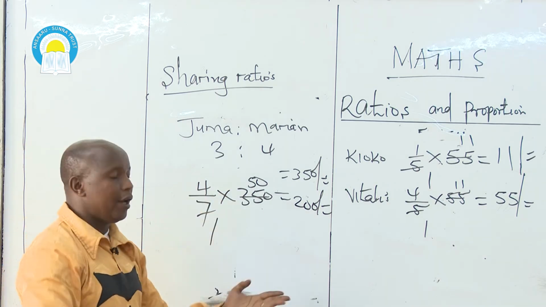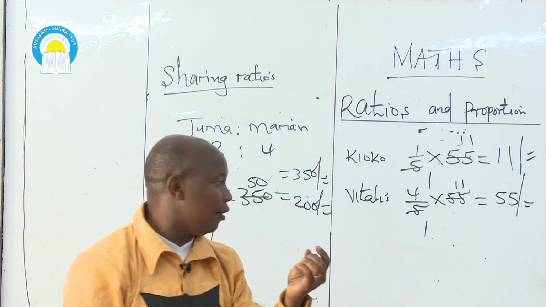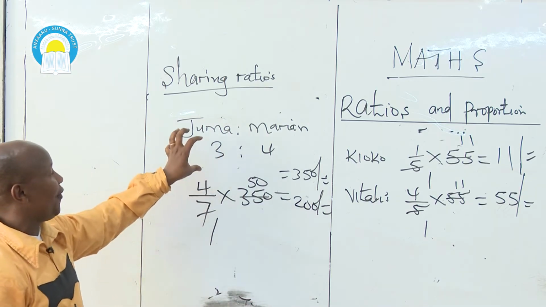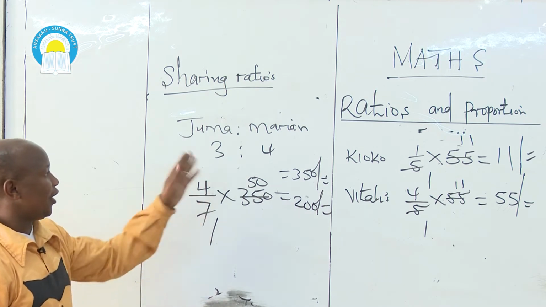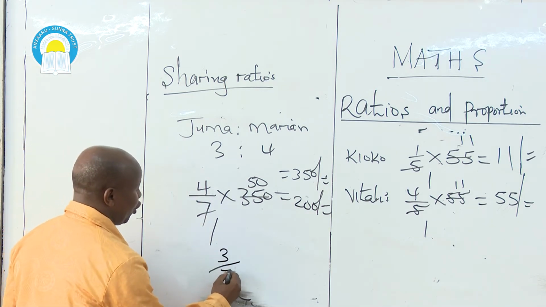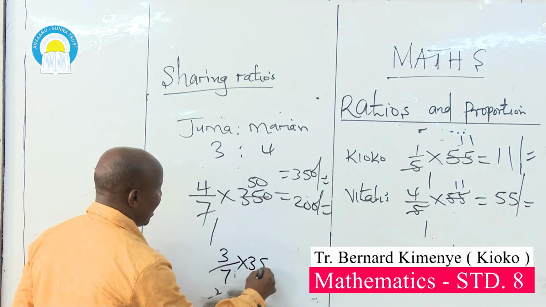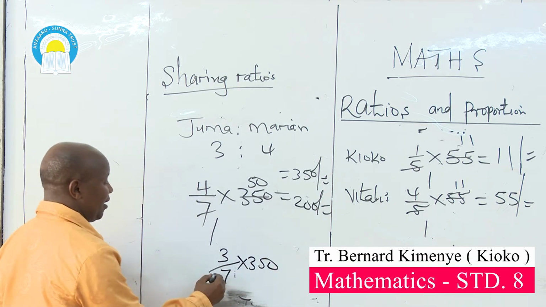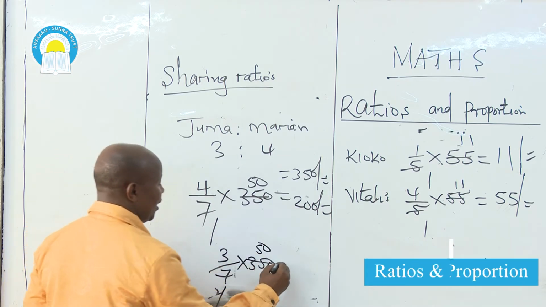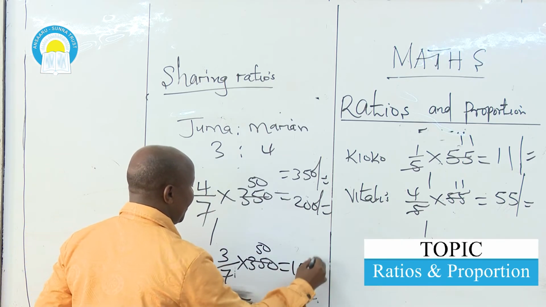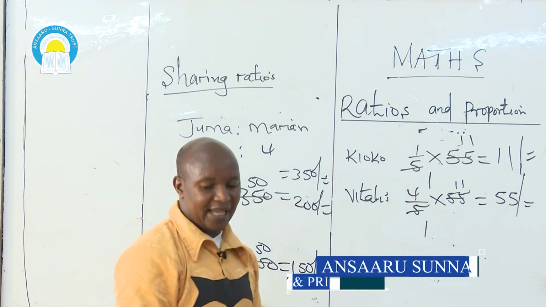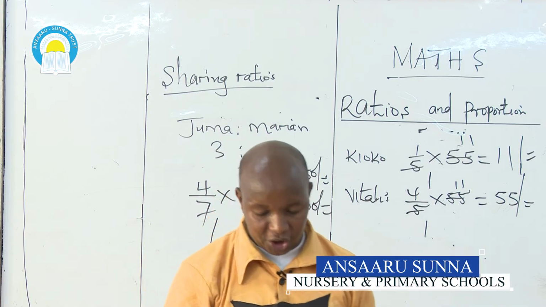4 over the total. In case they ask you the share for Juma, you do the same thing. Juma got 3. So Juma will be now 3 over the total. And the total here will be 7. So Juma will be now 3 over the total. Then times 350. In my case, you have by 7, 1. By 7, you have 50. Then 50 multiplied by 3, and you get 150. That will be the share for Juma. Class, that's how we share ratios.